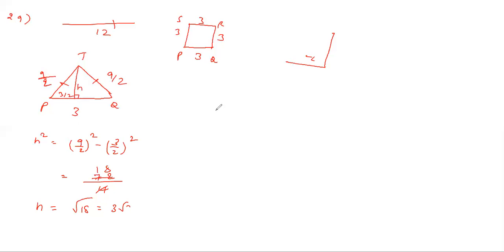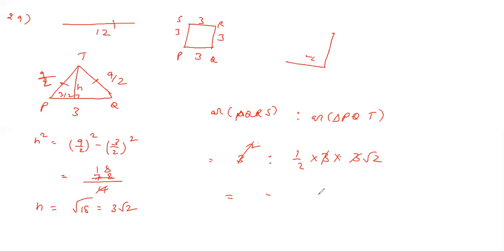So what is the area we have to find? Area of PQRS square to area of triangle PQT. So this is 3 square, 9, is to area of triangle PQT, half into base 3, height 3 root 2. So 3 square we can cancel. So 2 is to root 2. 2 is to root 2 is nothing but root 2 is to 1.